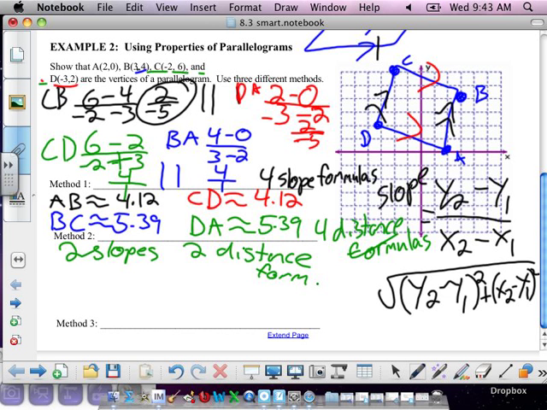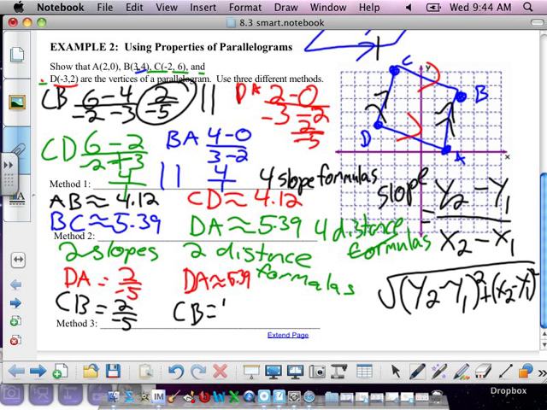For example, we know that DA's slope is 2, -5, and we know that CB's slope is 2, -5. We also know that D to A's distance, DA's distance, is approximately 5.39. We also know that CB's distance is 5.39. If we hadn't done the 2 above methods, I would have to do the slope formula and the distance formula again.